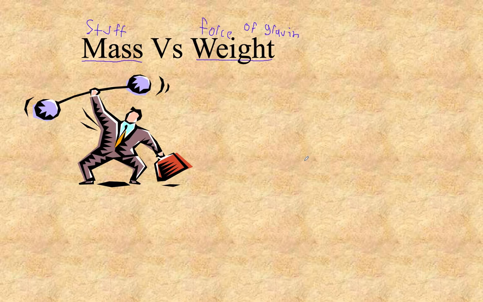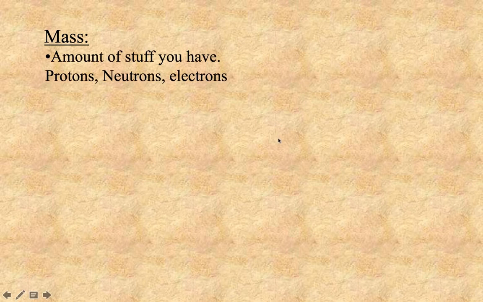So let's just drill down into that. Mass is the amount of stuff you have. So basically, if you have 12 grams of carbon, we know how many protons, neutrons, and electrons you have. This is amazing. If you have carbon-12, you've got 6 moles of protons, 6 moles of neutrons, 6 moles of electrons. It's amazing to me that you could figure that out.